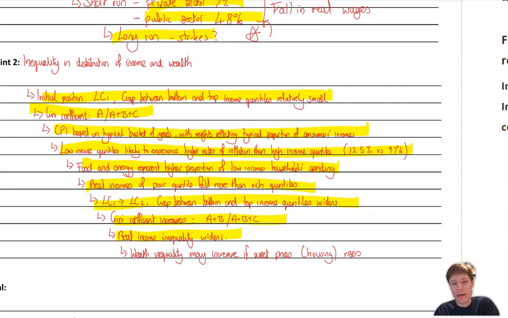And as a result, if the question wanted you to talk about wealth as well, you could talk about asset prices and housing going up. We saw that house prices were going up by a lot there as well, 26 point something percent. That's going to then drive wealth inequality, because it's the rich who disproportionately own housing.